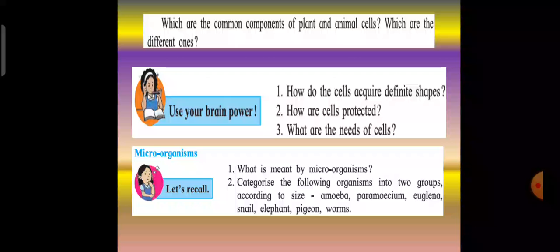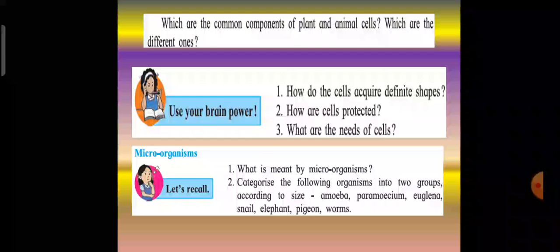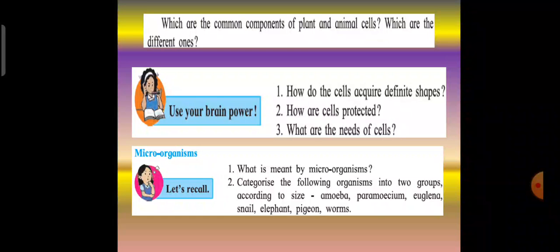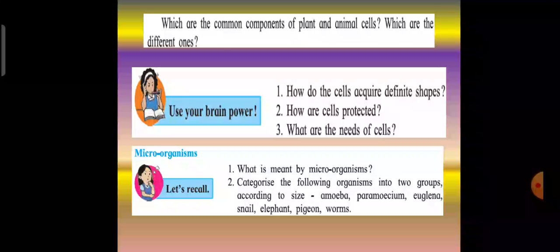How are cells protected? Of course, the plasma membrane does not allow unwanted substances to enter the cell. The cell wall of a plant cell also protects the cell. Some protective proteins act against the harmful microbes. In this way, the cells are protected.